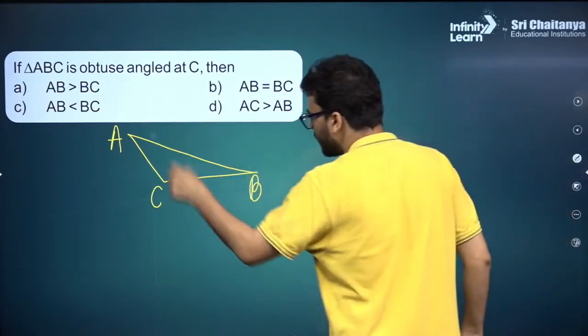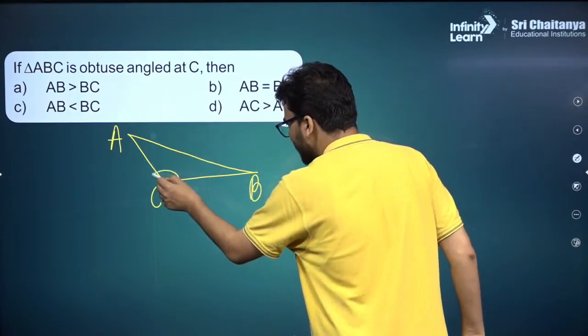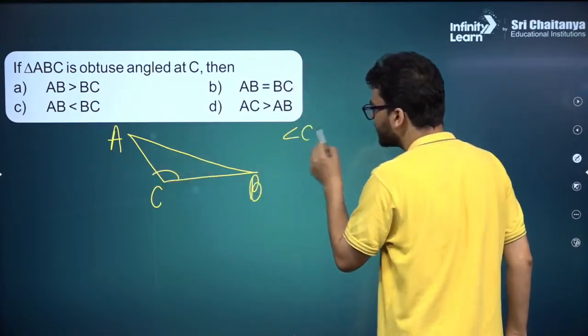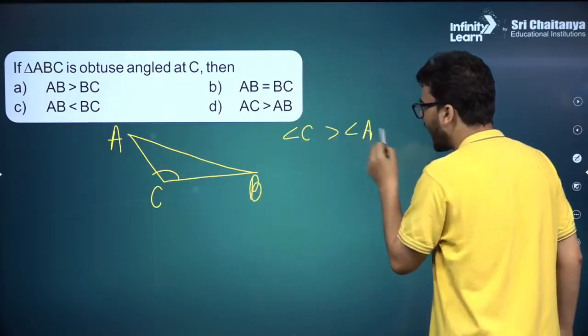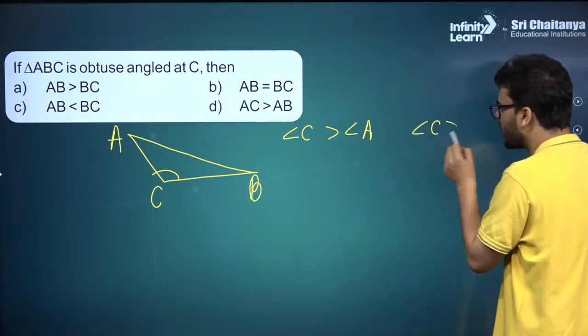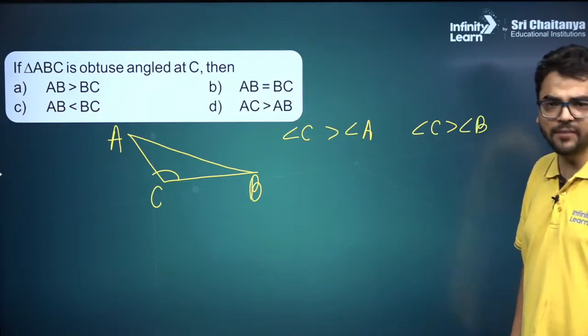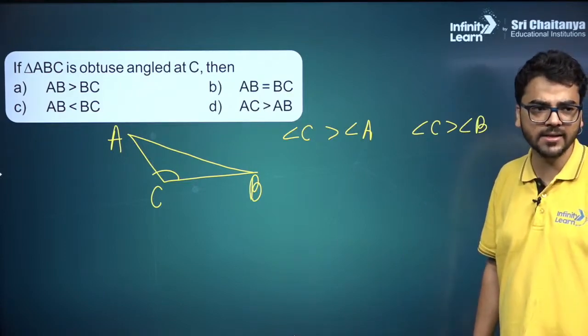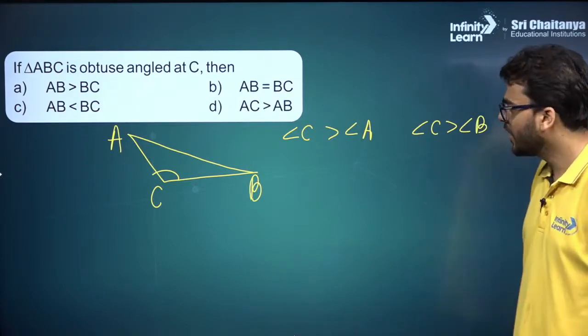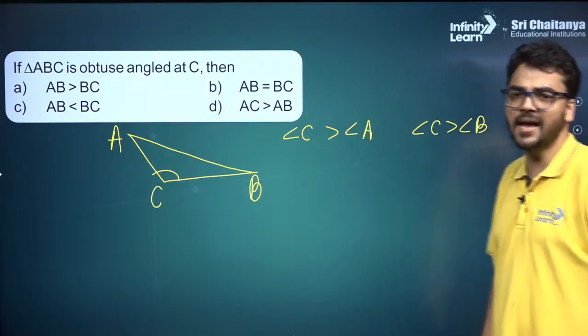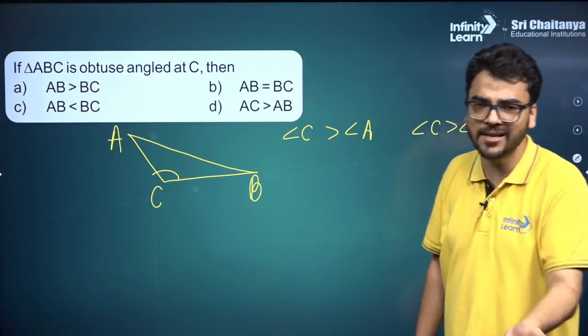So you see, if it is obtuse at C, then obviously C will be greater than both of these angles. C is greater than A and C is also greater than B, or not, tell me. Because it's an obtuse angled triangle, and obtuse angle will be the maximum angle in that triangle. Needless to say that. Now you have studied in this class that the side opposite to larger angle is longer.